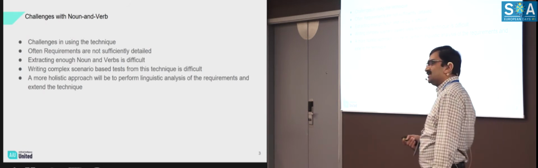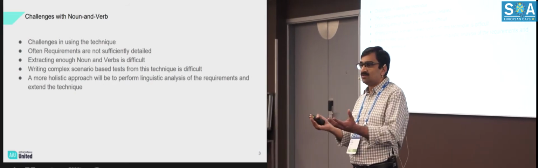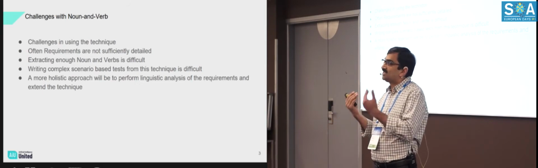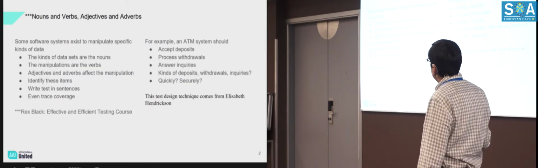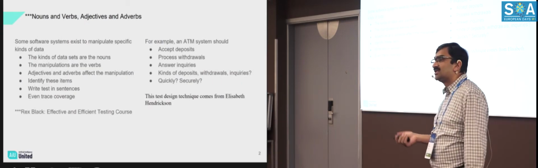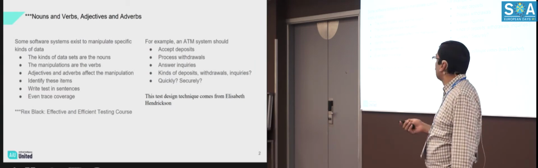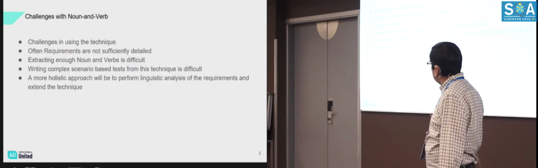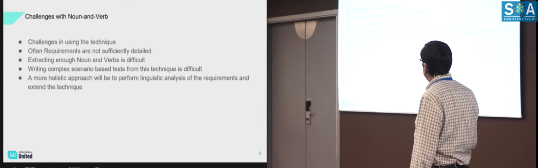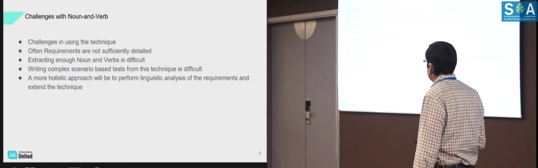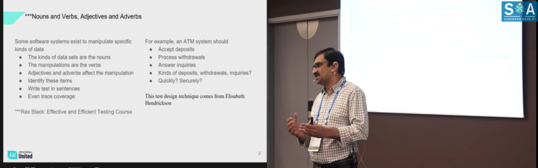And interestingly, my analysis of requirements used to happen on the basis of grammar, although I didn't have words for it. And one day I attended this session from Rex Black where he talked about this technique, and suddenly I found out that what I am doing can be called the noun and verb technique. But as I was not happy with the current form of the noun and verb technique, I extended it and performed a better linguistic analysis to create this technique. Now I'm going to teach you how to use this technique.